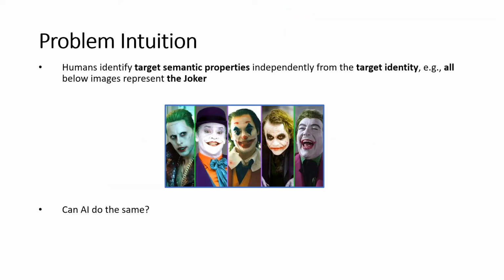First, let's discuss some intuition. Humans can identify semantic properties independently from the target ID. For example, all the images below are perceived by humans as images of the Joker, even though each image depicts a different actor, meaning a different identity. We ask the question, can AI do the same? That is, can AI detect the semantic properties that are perceived by humans as corresponding to the Joker without mixing in identity-specific properties?